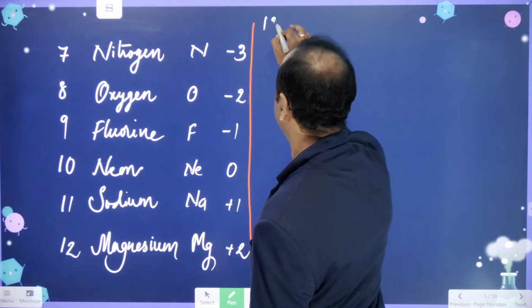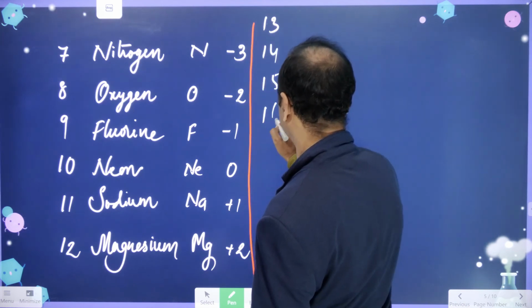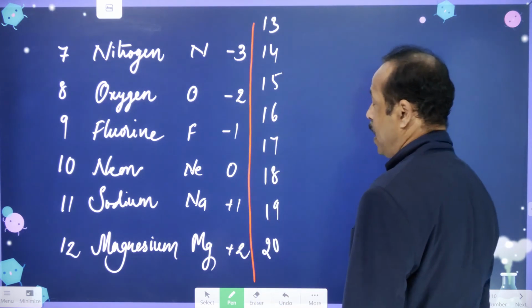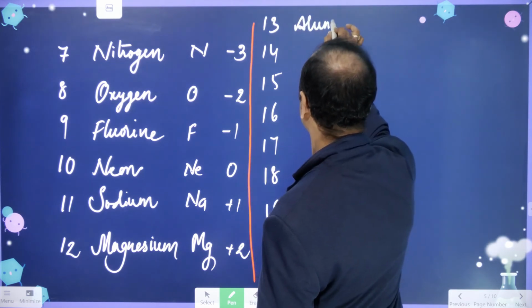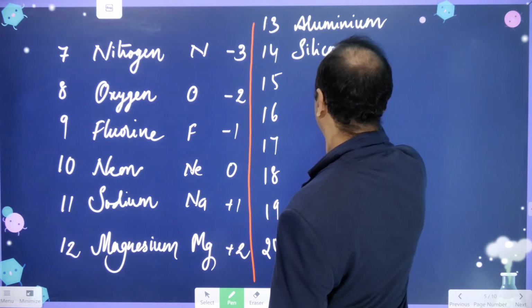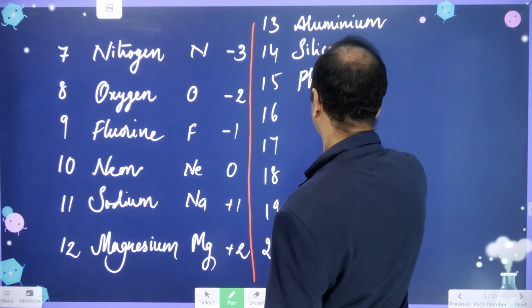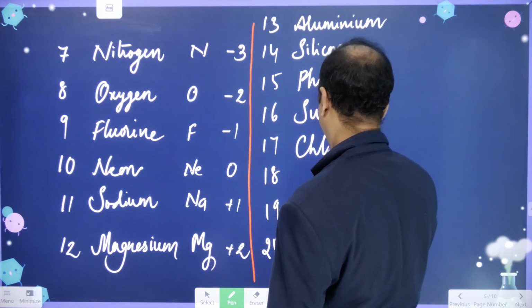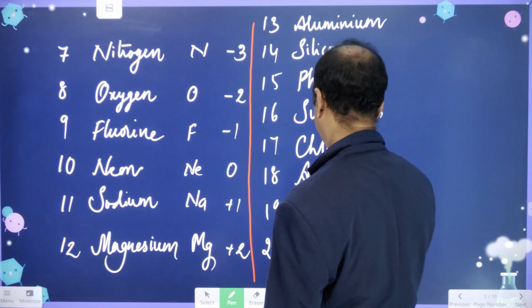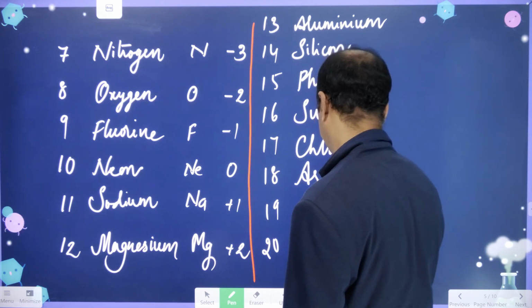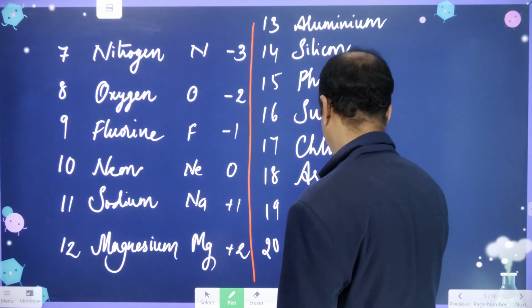Now try 13, 14, 15, 16, 17, 18, 19, 20. After magnesium comes aluminium, silicon, phosphorus, sulfur, chlorine, argon, and after argon, potassium and calcium.